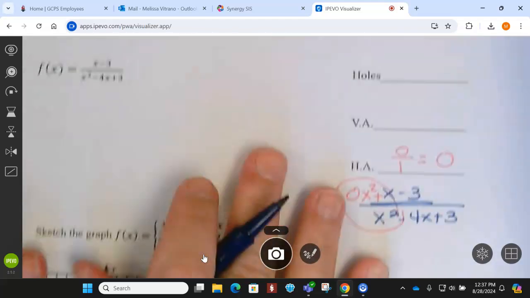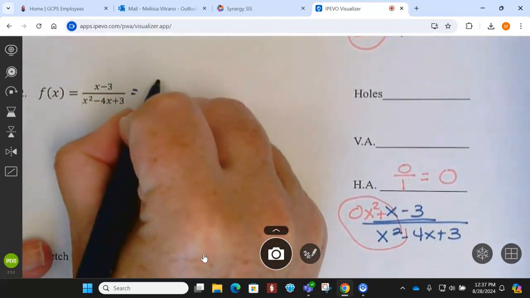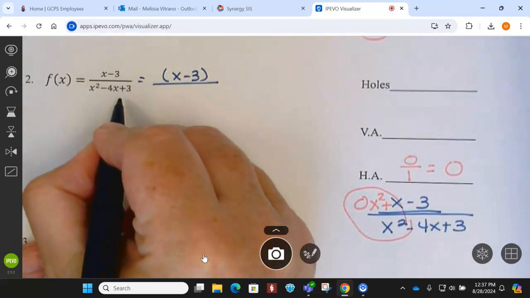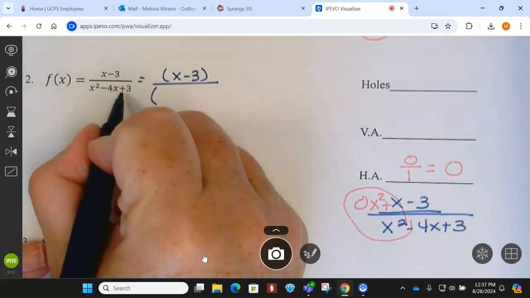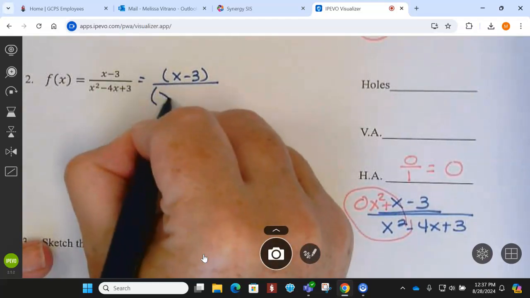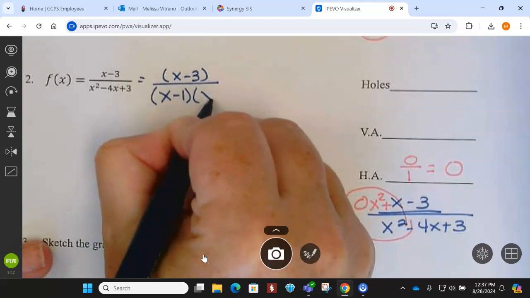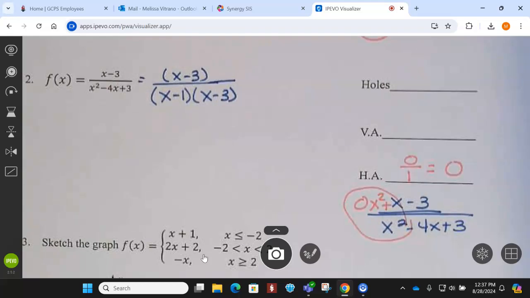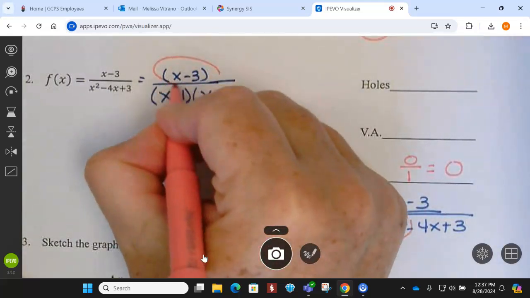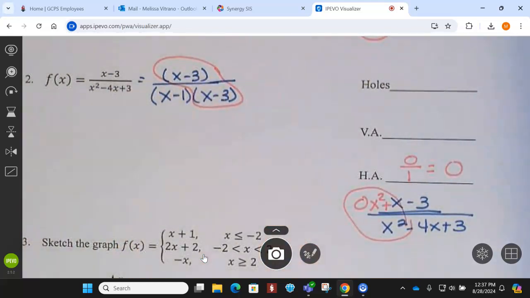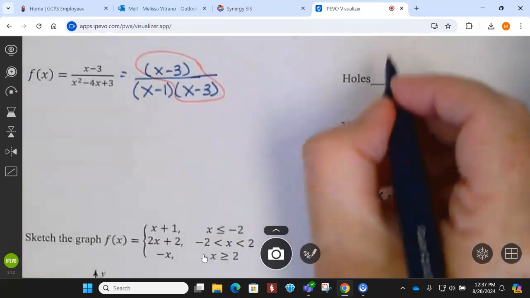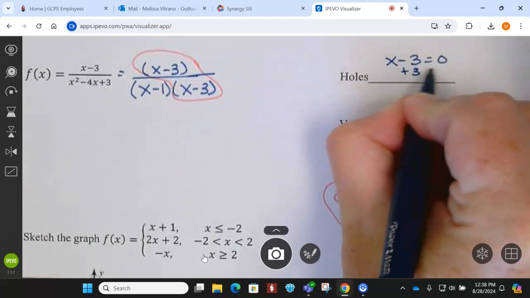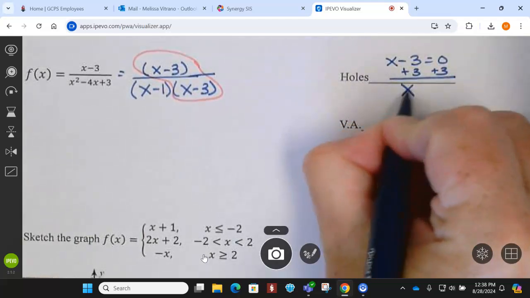Now, I can't factor anything on the top here, so we're going to leave it as an x minus 3. At the bottom, what times what gives me 3? When I add, I get a negative 4. And that would be x minus 1 and an x minus 3. So, again, we want to look at the hole. So we're looking for the common factor. So we're going to have a hole there at x minus 3. Set that equal to 0 and add. We get x equals 3.